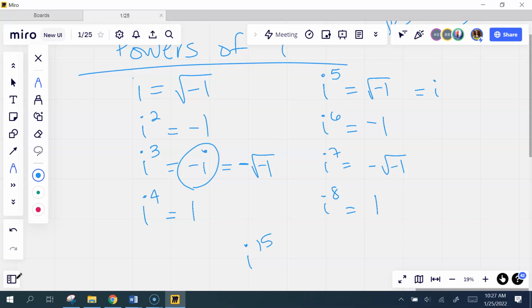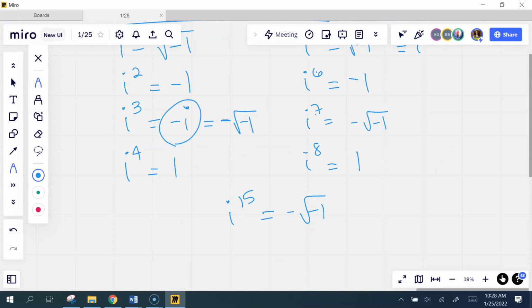How about i to the 15th power? So tell me what you're doing. Did you go through here and count and go 8, 9, 10, 11, 12, 13, 14, 15? Okay, you're not wrong. But how might you be able to figure that out if you couldn't? Like, what if I gave you i to the 821? You're not going to count that many, right?